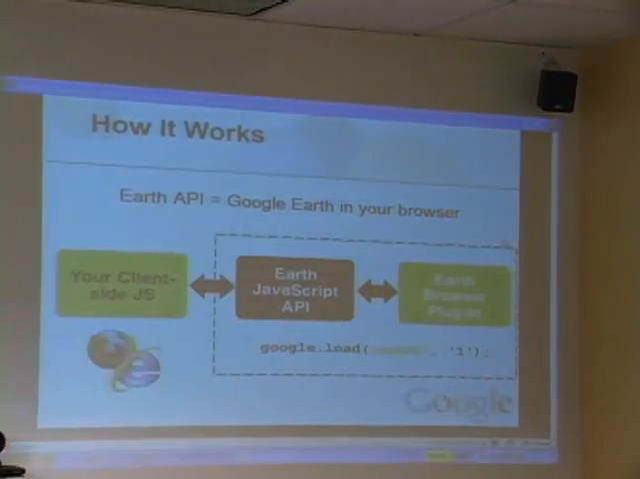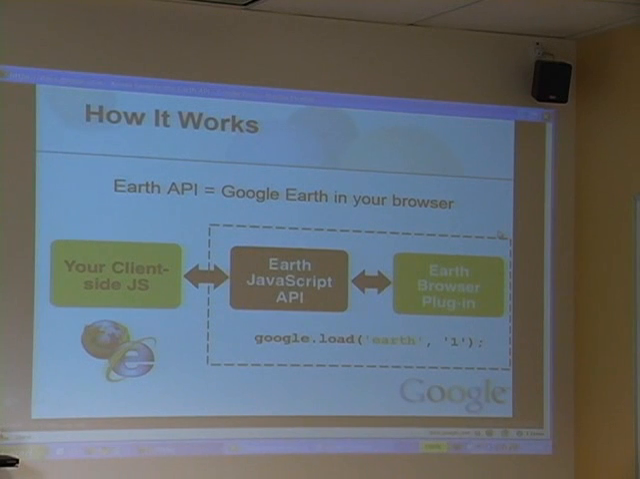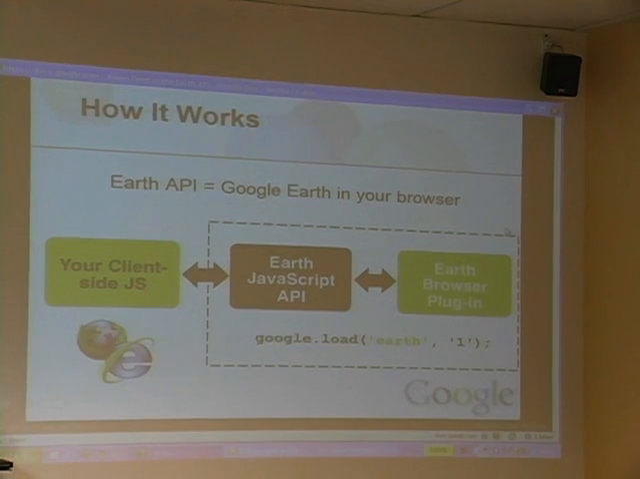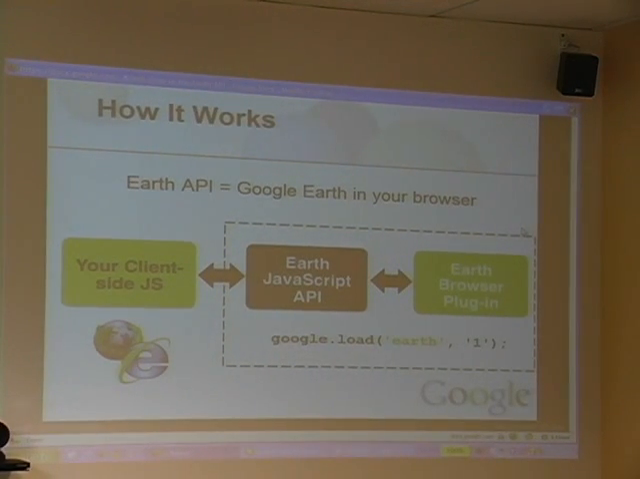So a quick systems overview of what the Earth API and browser plugin are. The Earth API is very simply Google Earth in your browser. It's the entire Google Earth package, just trimmed down, sliced apart, and stuffed into your browser window. The way it works is that there are two components. There's the Earth JavaScript API, which is the intermediary between your application and Google Earth itself. Then there's the Earth browser plugin, which is, like I said, an extension of the Earth desktop application, so it uses the same rendering and whatnot.